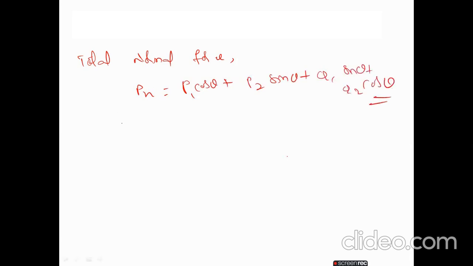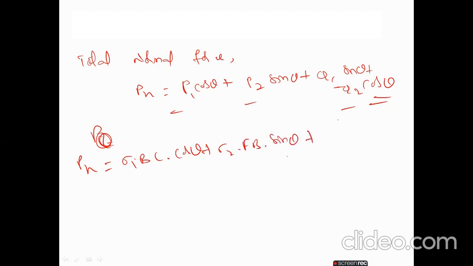About same like that. What about Pt? Before that, we know already P1, P2, Q1, Q2. Please substitute into this. You will get the Pn value. That is sigma 1 into BC into cos theta. What about P2? Sigma 2 into FB into sin theta. Then what about Q1? That is tau into BC into sin theta. Plus what about Q2? That is tau into FB into cos theta.